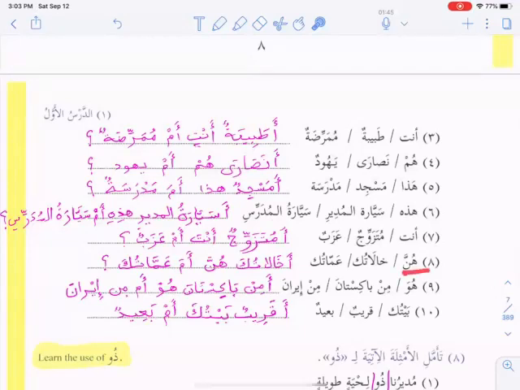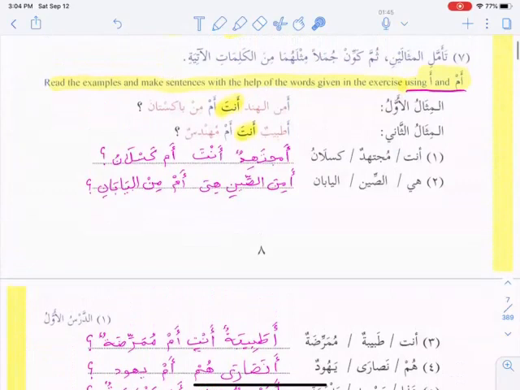Hunna khalatuka ammatuka. So how will you say? Khalatuka hunna, ammatuka. That way. Huwa min al-Pakistan, min Iran. Here, Dr. Sahib writes here. But here, Dr. Sahib didn't write.